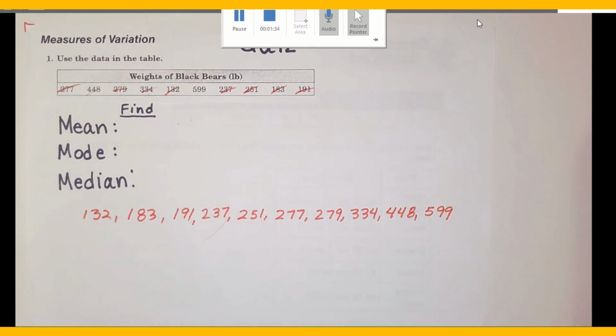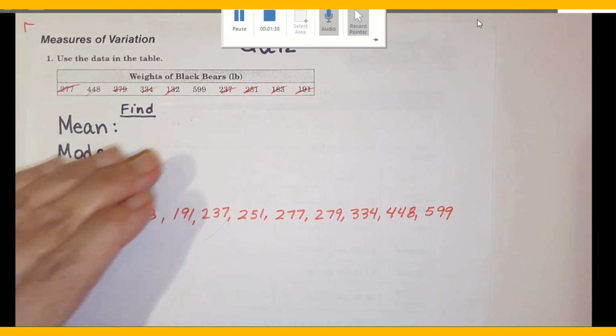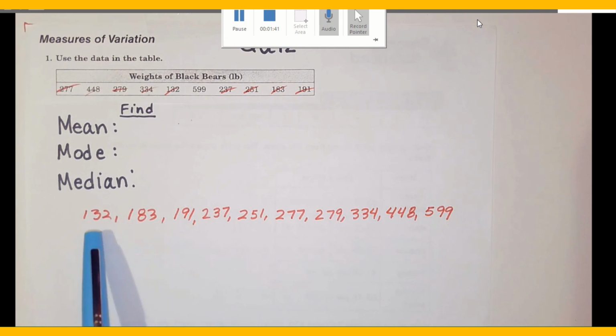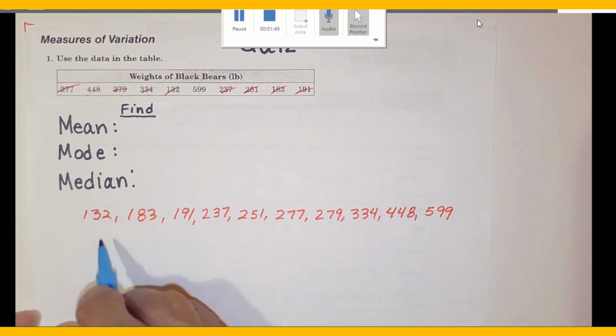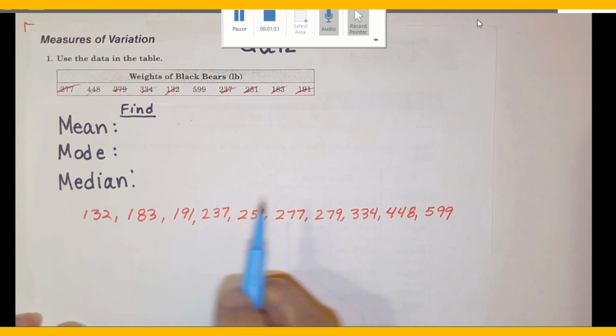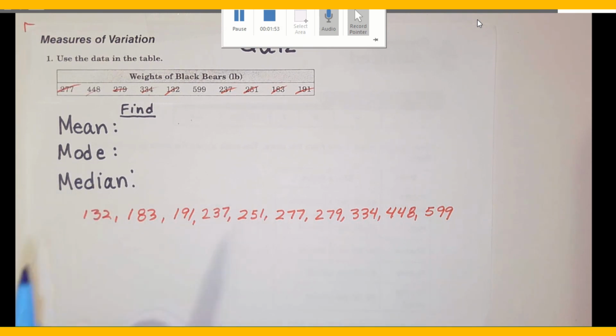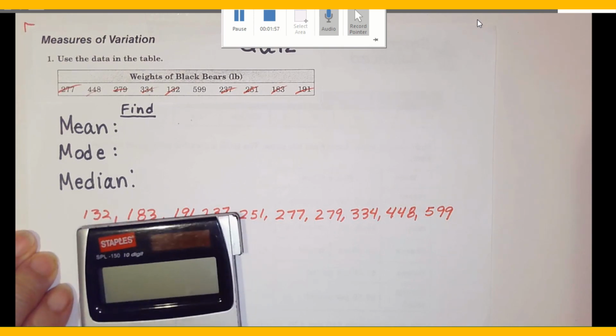There we go. So the first thing we want to do is find the median. That's easy. It's in the middle. We have 1, 2, 3, 4, 5, 6, 7, 8, 9, 10. Oh, actually, let's do the mean. So we have 10. That's an even number. Let's find the mean. We're going to add them all together. Here we go.